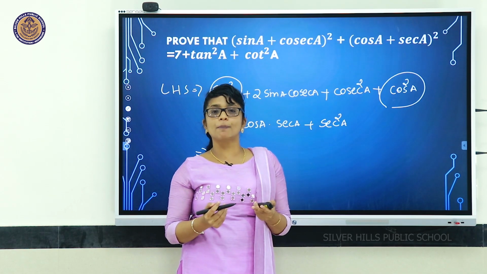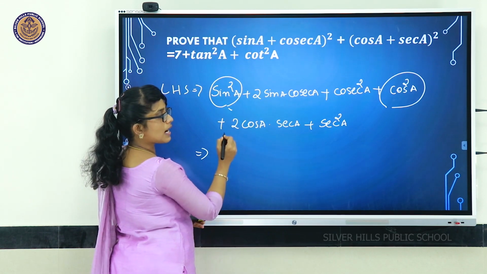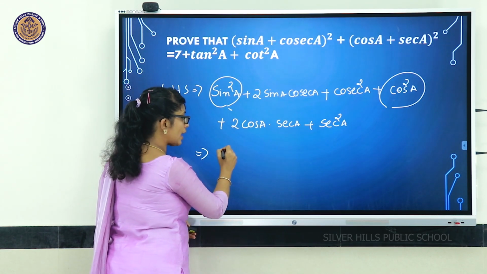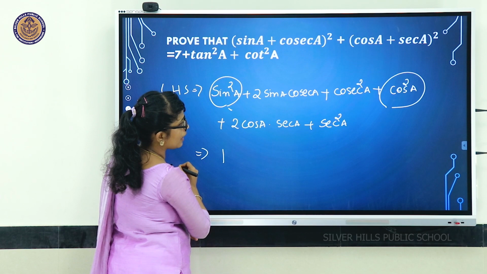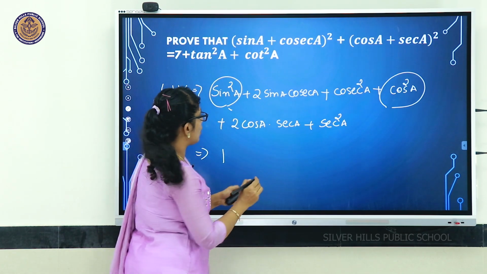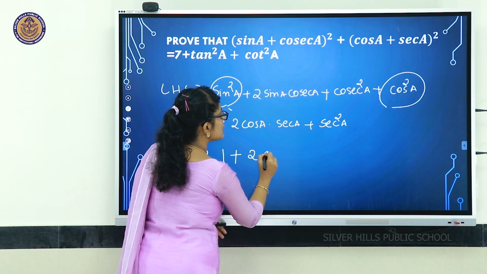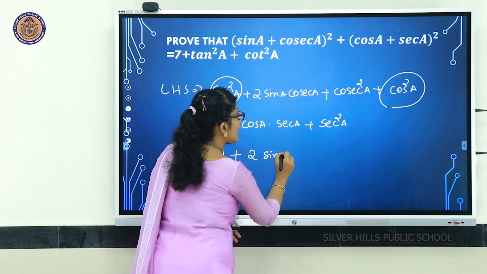What is sin square A plus cos square A? It is 1. So instead of sin square A plus cos square A, we can write 1. Then can you see any other identity here? No. Next we can write 1 plus 2 into sin A.